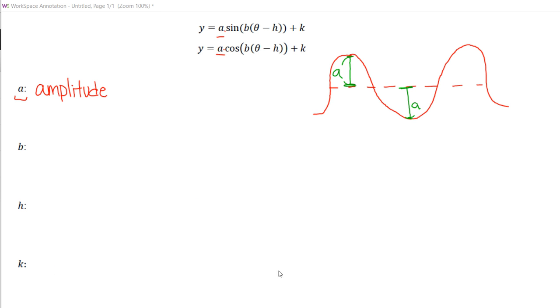Now our P stands for period. Our period is how long it takes for one cycle to happen. So how long it takes for a cycle to happen, that's our period.